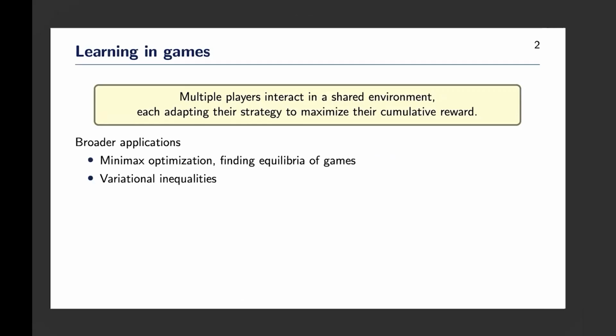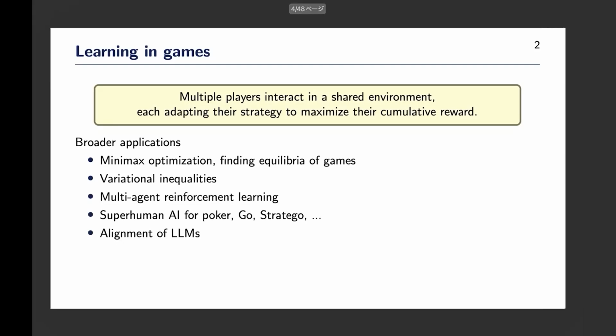And why do we consider this problem? Because it has wider applications in machine learning. For example, it's related to minimax optimization, variational inequalities, and it's also related to multi-agent RL. And more recently, it's used for developing superhuman AI for board games, and even for training large language models. So these are motivations.